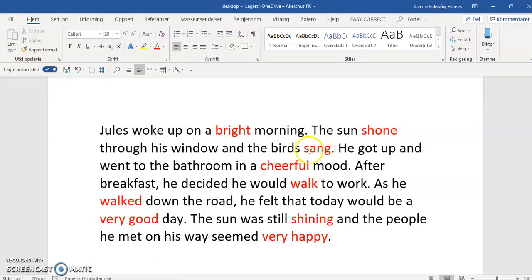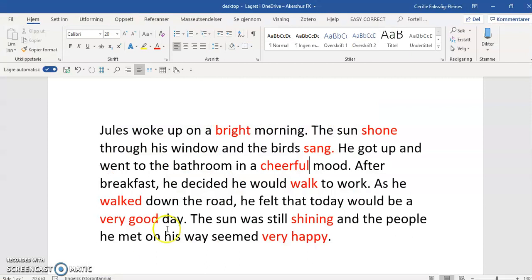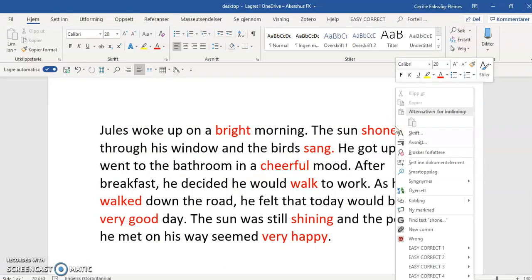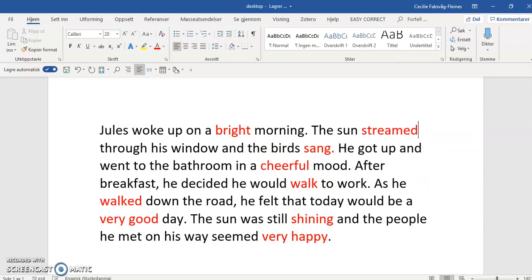Now in my text, it's actually through a window. So I can say then that the sun, go back, you see, I can either say that it was streaming in through the window or that it was slanting through. I think I'll go for streaming here. The sun streamed through his window and the birds sang. But singing, birds singing, isn't there an alternative? Singing is such a basic word.